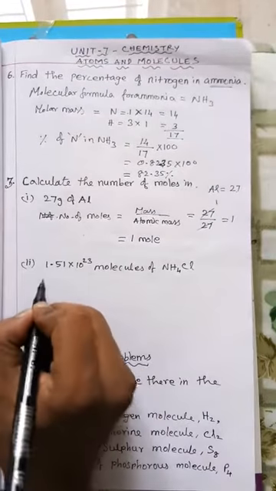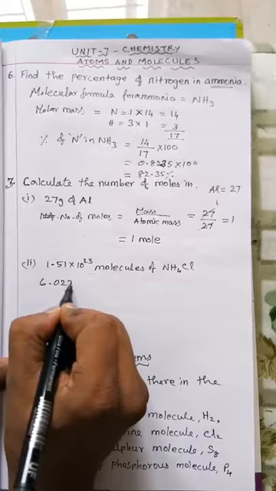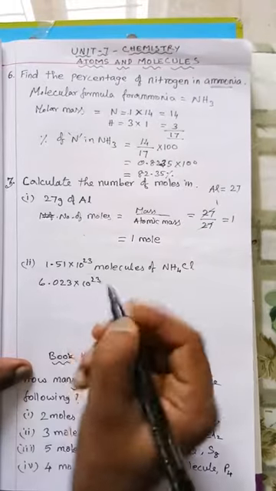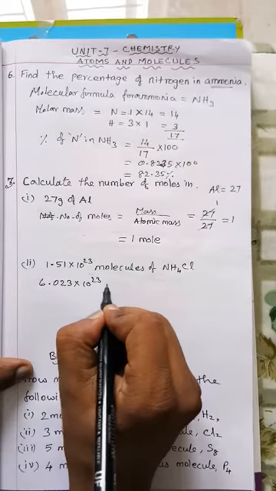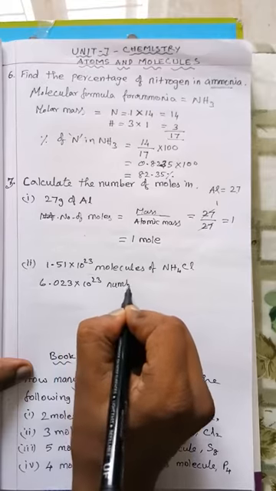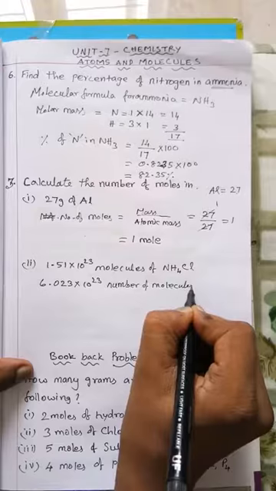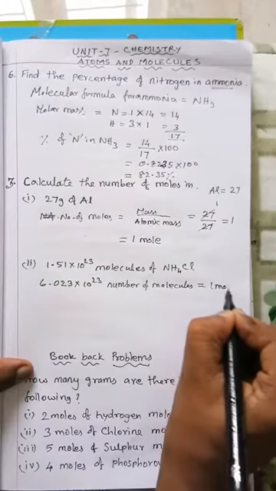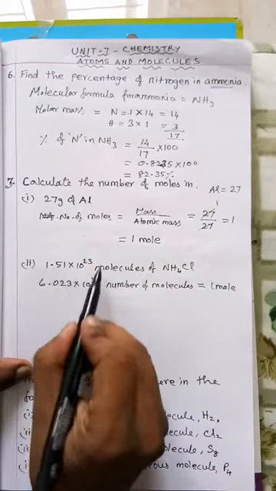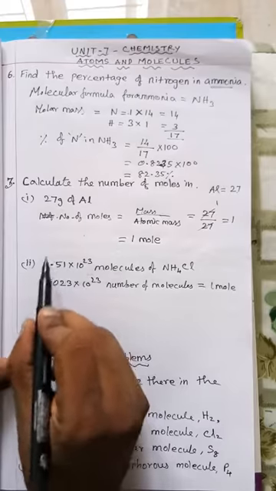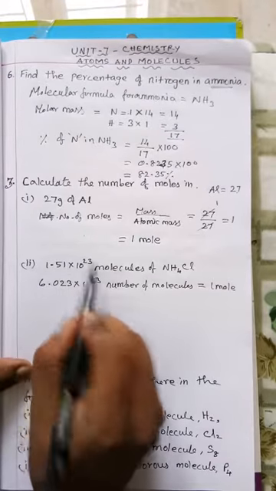Second question, 1.5 into 10 to the power 23 molecules of ammonium chloride. See here, 6.023 into 10 to the power of 23 is nothing but the Avogadro number. So this number of molecules is equal to 1 mole. So how many moles are in this value? We want to find how many moles are in this value.